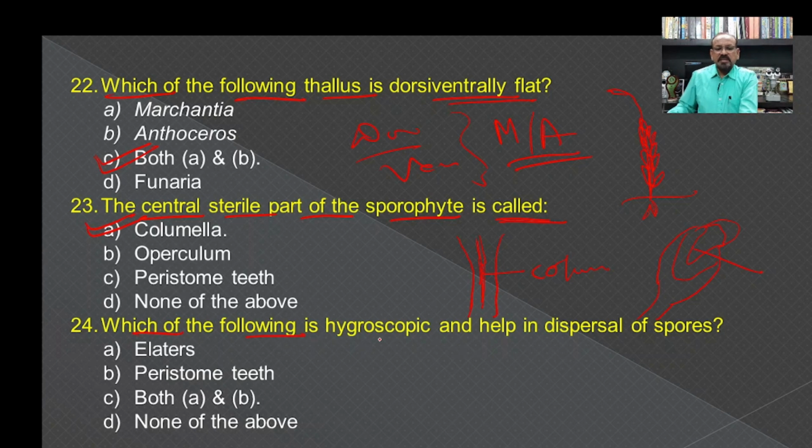Then which of the following is hygroscopic and helps in dispersal of the spores? So the main function of the elater is to disperse the spores during dehiscence of the sporophyte, but such elaters are absent in the Bryopsida. Instead, in the capsule there are peristome teeth, which are again hygroscopic and help in dispersal of the spores, and hence both A and B become the answer for this question.